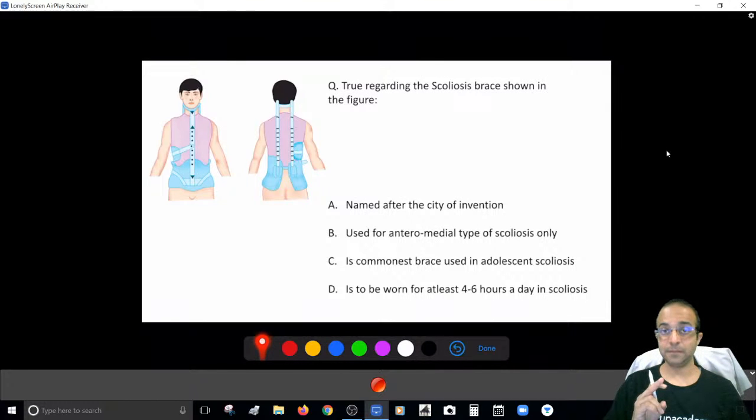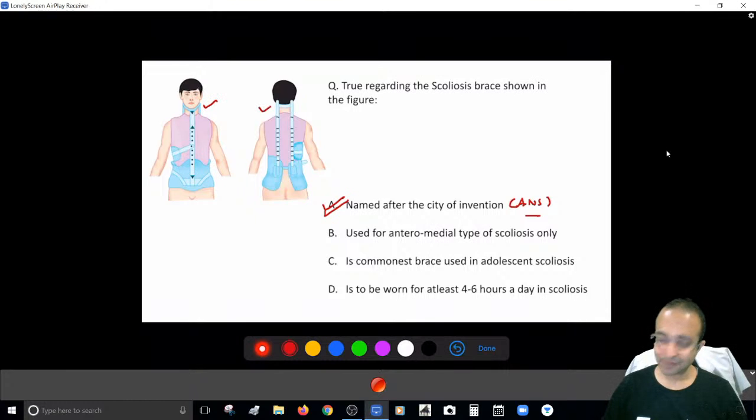Braces, yes. This particular question again came up in the JIPMER paper, but this picture of this brace came up in the FMG paper. So again, a very popular brace. This question came up: true regarding the brace that is shown in front of you. Any idea, guys, which is this brace? Anyone who can help me out with the name of this brace? I'll tell you. This brace is named after its city of invention.